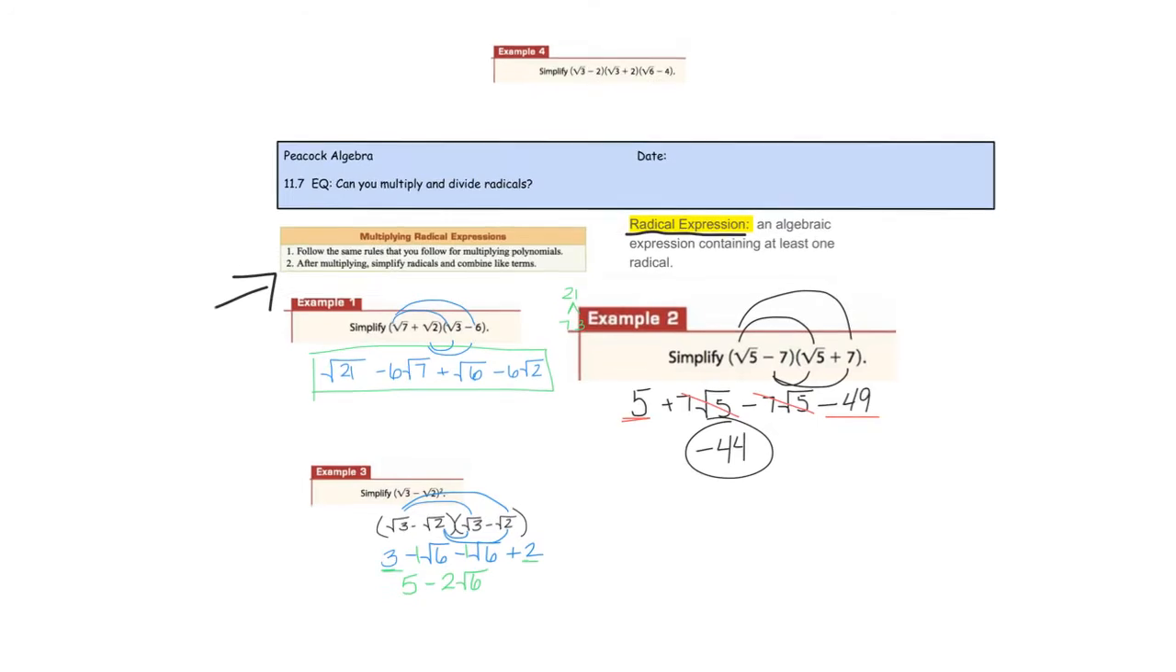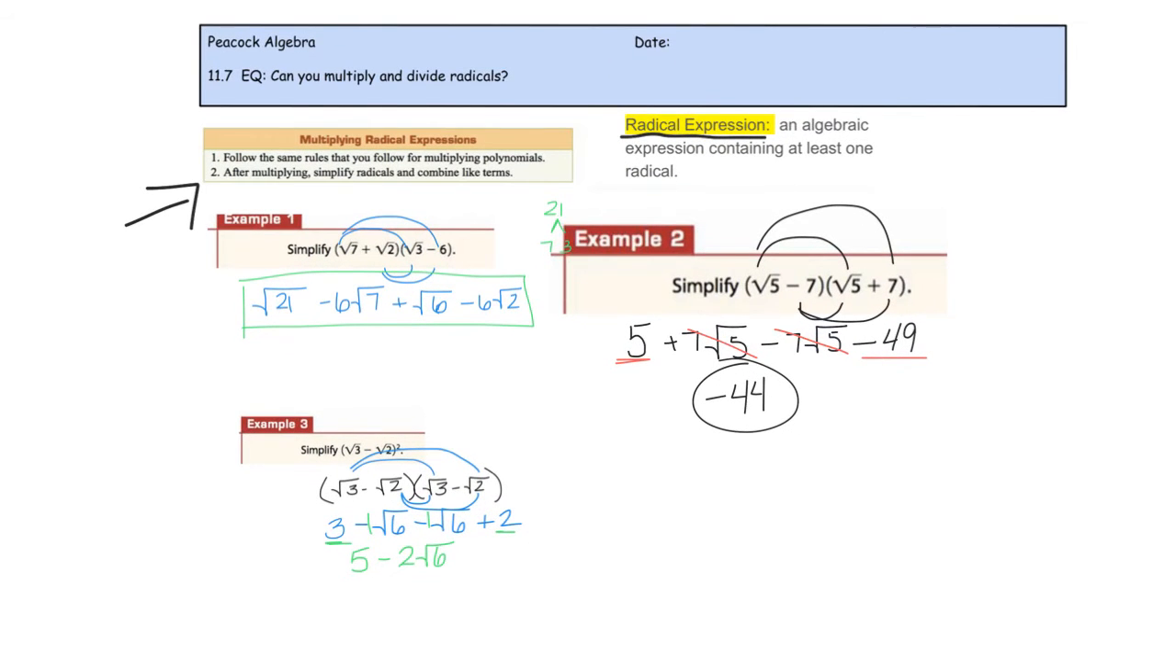Okay? All right, so let's look at this last example for everything. Whoops, I hope I didn't make y'all dizzy with that. Here we go. Here comes example number 4.